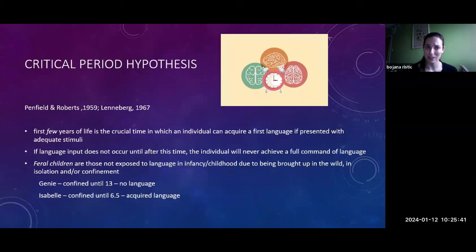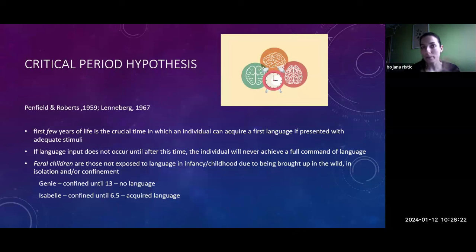In the 50s and 60s, researchers proposed something called the critical period hypothesis, which states that the first years of life are a crucial time. I said "few" because actually we don't know. Some first said four, but it's probably a longer period. But these first years of life are a crucial time for an individual to acquire a first language or first languages, right? Now I'm not talking about learning German when you're 20, but about having a native language or native languages. It has to happen within a certain time window, right? From birth.